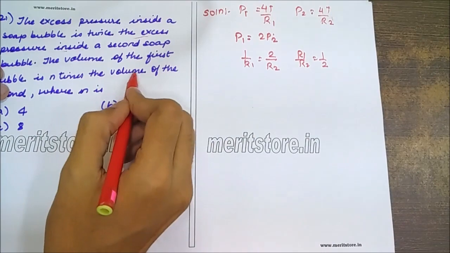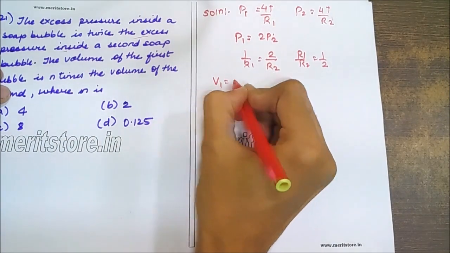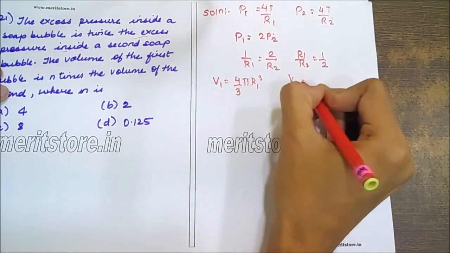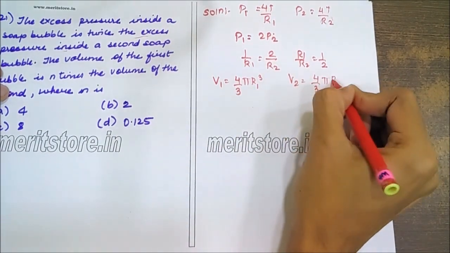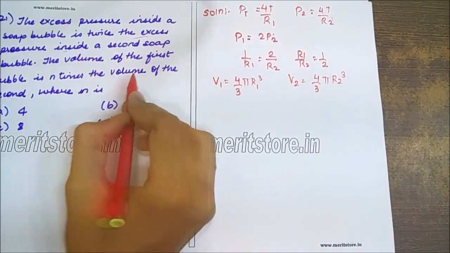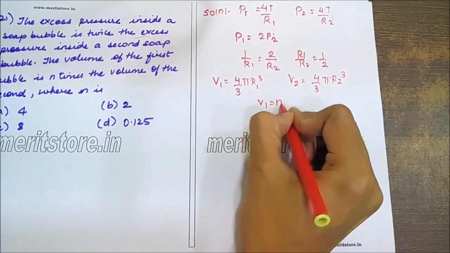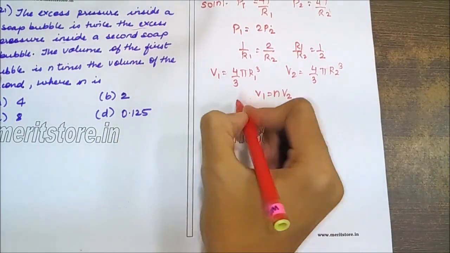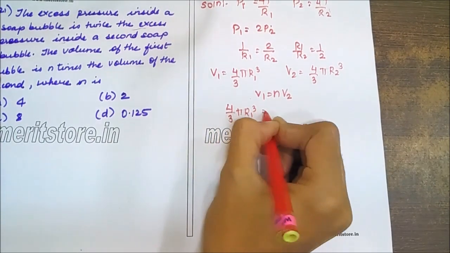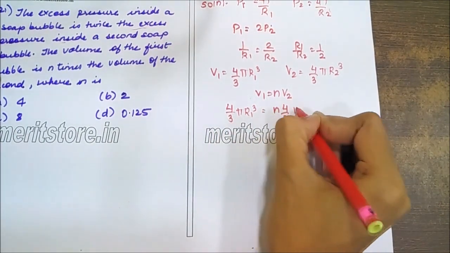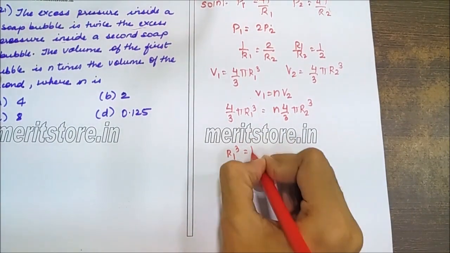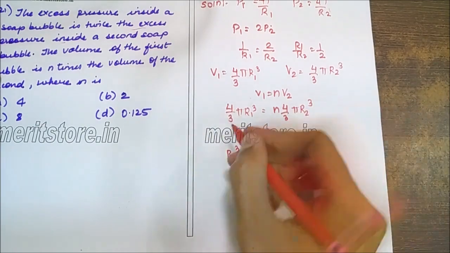Now we'll find the equation in terms of volume. We know that V1 is equal to 4 upon 3 pi R1 cube. Again V2 will be equal to 4 upon 3 pi R2 cube. The volume of the first is n times the volume of the second, so V1 equals n times V2. Changing the equation, we have 4 upon 3 pi R1 cube equals n times 4 upon 3 pi R2 cube. So R1 cube equals n R2 cube.